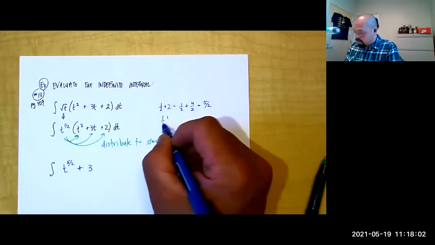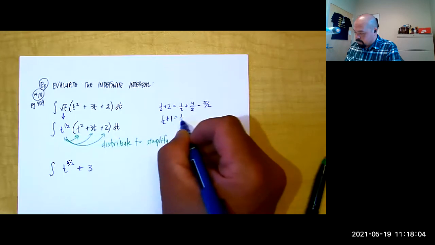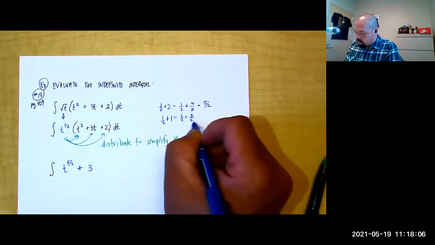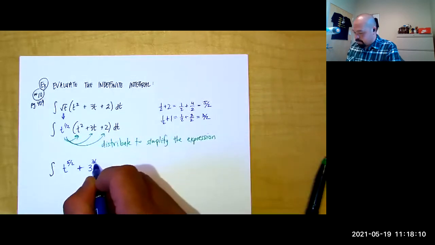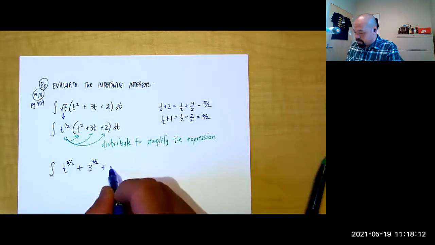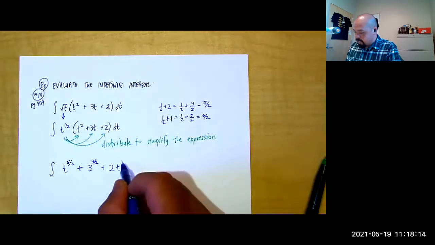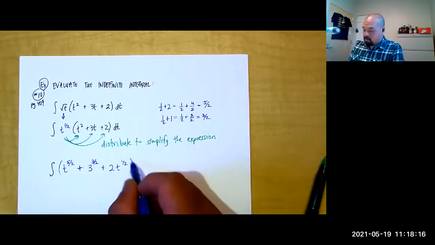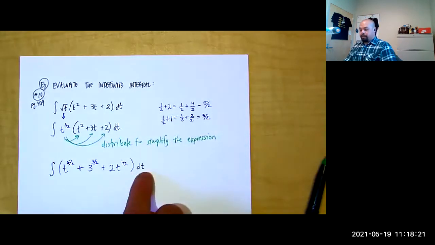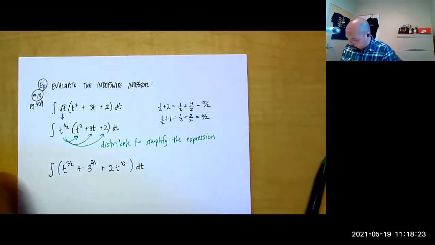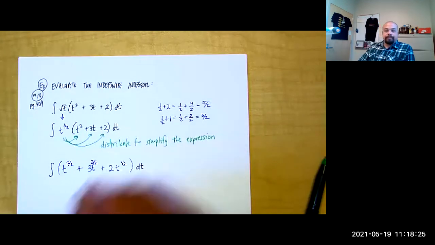1 plus 1/2, or 1/2 plus 1. That one might have been quicker. 3/2, right? 1 plus 1/2 is 3/2. And then plus 2 times t to the 1/2. That t to the 1/2 stays. And we still have that integrating factor, that dt, just telling us we're integrating with respect to t. I forgot to put that t there on that power. There we go, better.